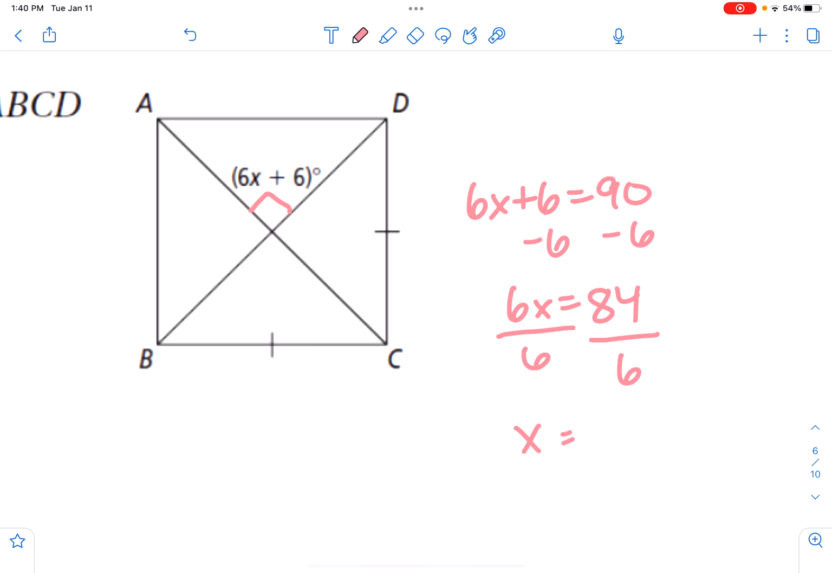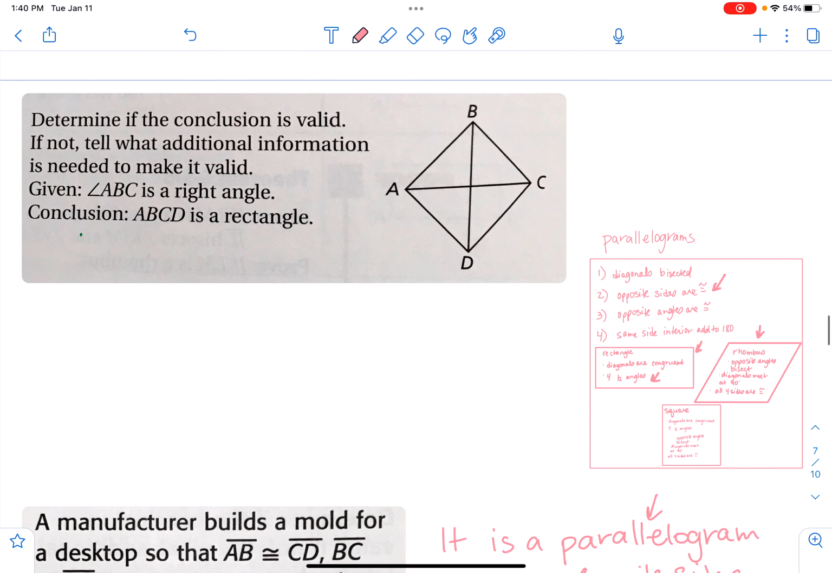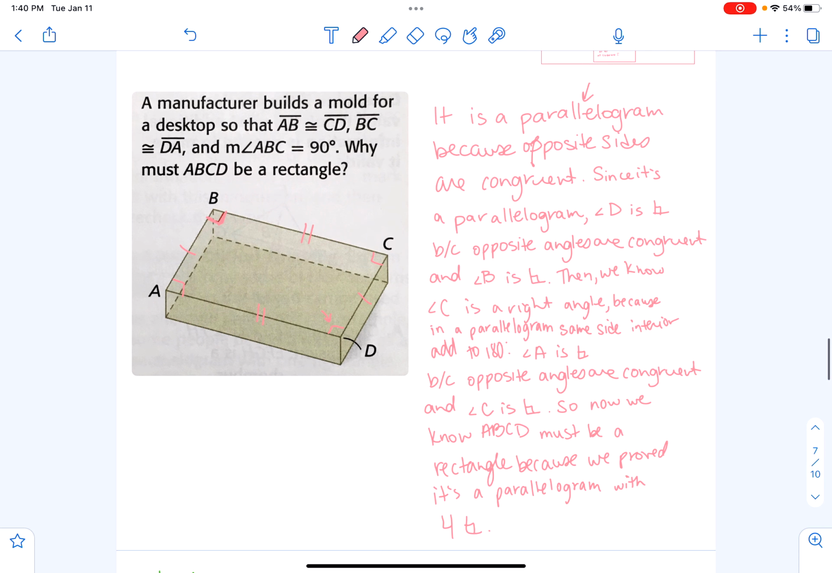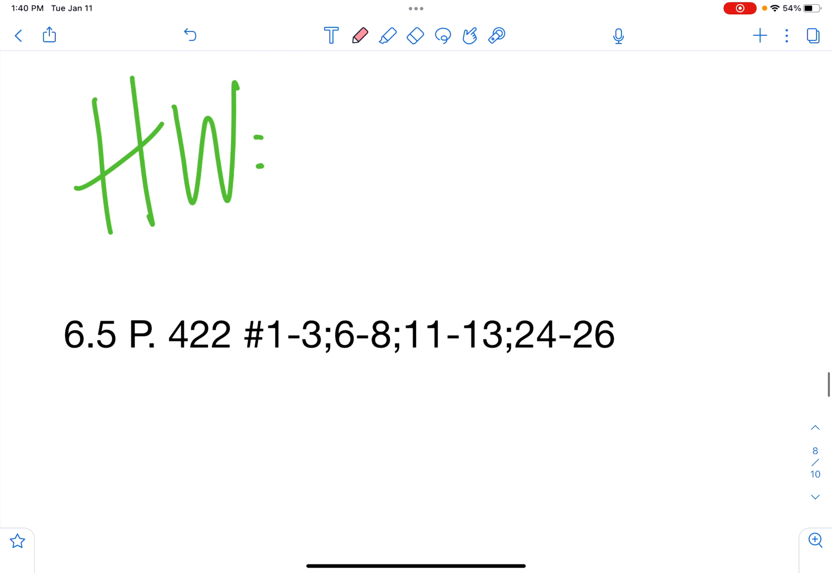And I don't know that in my head. I think it's 14. Yeah, I think it's 14. But most of your homework is honestly going to be like this, where you have to really write it out and explain. They really want to develop that logical thinking. So here is your homework, 6.5.